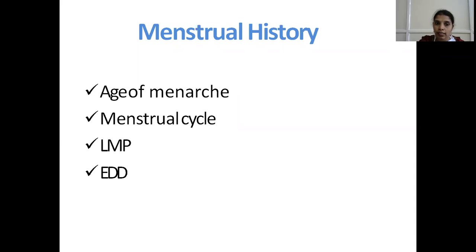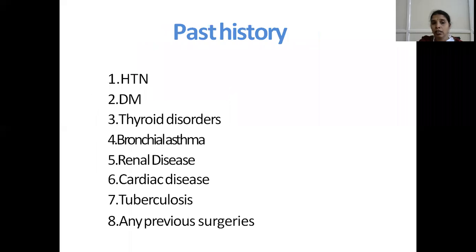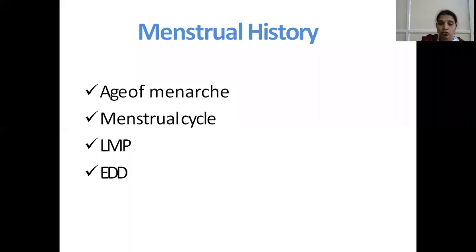In case of regular cycles, the expected date of delivery is calculated very easily: 9 months 7 days from the last menstrual period. In case of irregular cycles, we cannot rely on the last menstrual period, so we have to immediately advise an ultrasound, which is more reliable. In the first trimester, if she has irregular cycles, we rely on the scan for the expected date of delivery.